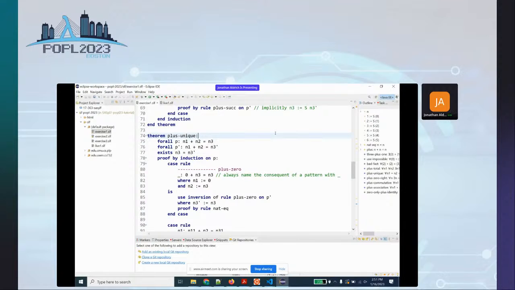N3 prime. And the only way you can get that is with a +0 rule. If you do this inversion, what happens is it forces N3 and N3 prime to be the same, because that's the only way you could get that to be true. And so use inversion is saying, just for the side effect, I want to get this. So now it knows N3 prime is the same as N3. It knows internally they're the same. And so we can use the natty rule to get the result we need.